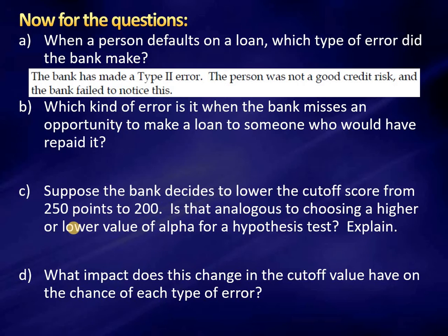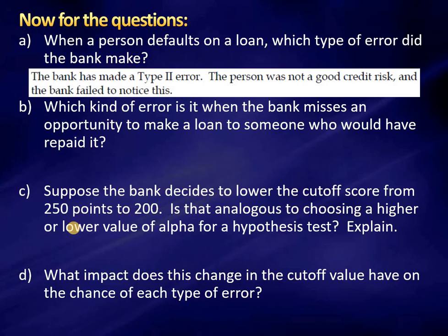Okay, so what happens when the bank misses an opportunity to make the loan? Still a mistake. The first one was a mistake. This one's also a mistake. The first one was type 2. What's this one? Okay. This is a type 1 error. I like this, my little wink, wink, nudge, nudge. Hey, guess what? The first one was a type 2, so what's this one?